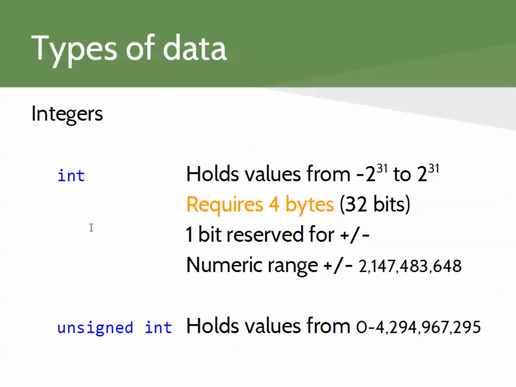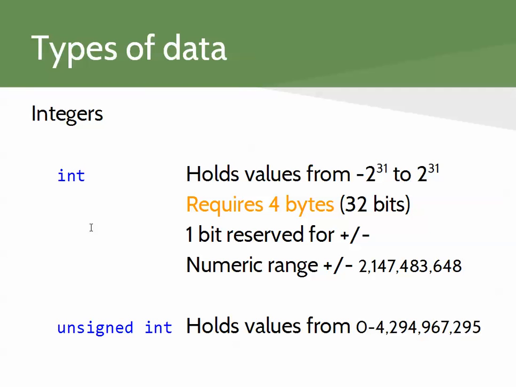Now, an int is the combination of 4 consecutive bytes in memory, giving us 32 bits. It works the same way as a short: the leftmost bit is reserved for 0 or 1, indicating a positive or a negative. So we actually have minus 2 to the 31st power all the way up to plus 2 to the 31st power. The numeric range for an int, based on those 32 bits, is plus or minus over 2 billion.